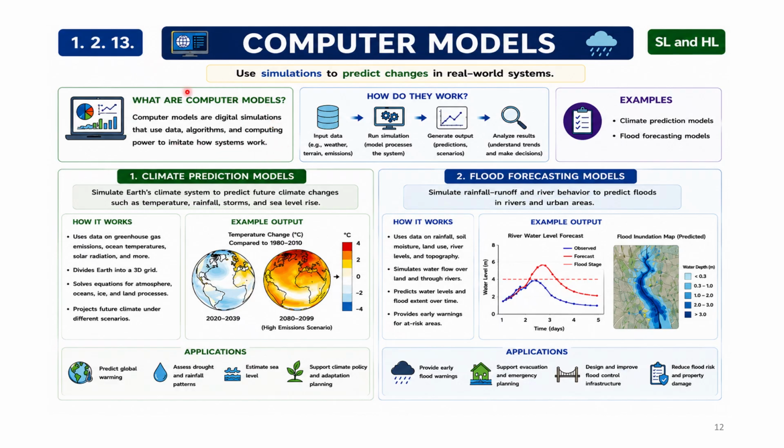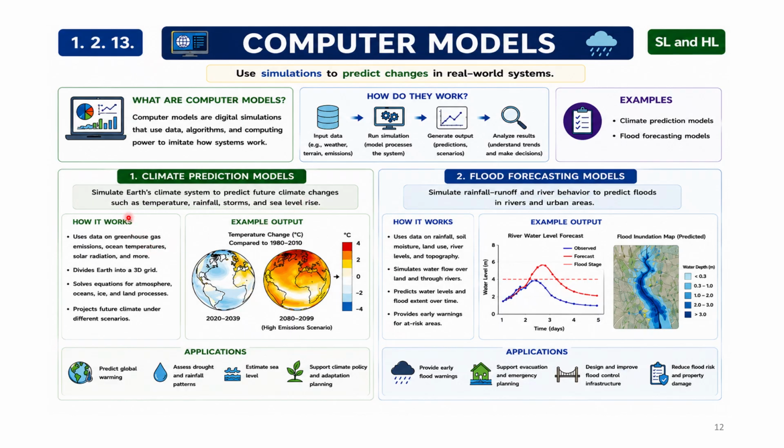Computer models combine data, algorithms, and computing power to imitate how real-world systems behave and respond to different conditions. Computer models follow a systematic process. First, scientists input data such as weather records, greenhouse gas emissions, terrain characteristics, or river flow measurements. The model then runs simulations based on mathematical relationships, generates predictions, and allows researchers to analyze results and make informed decisions.